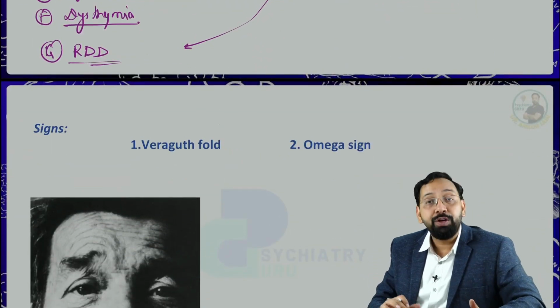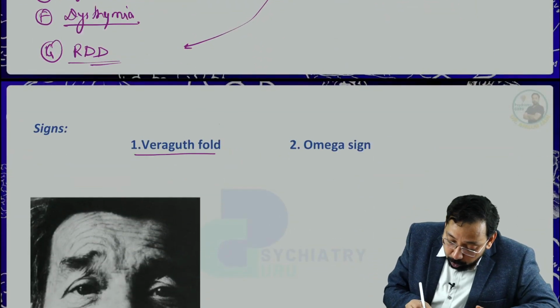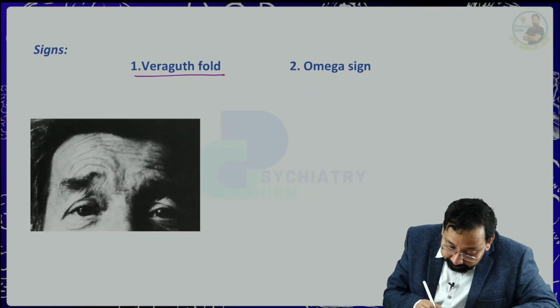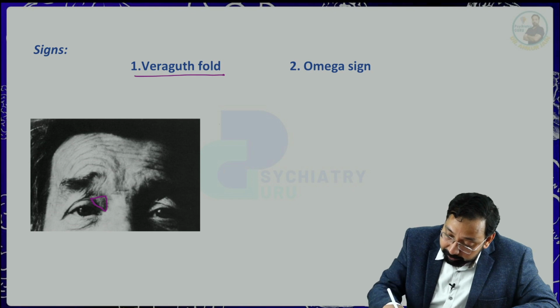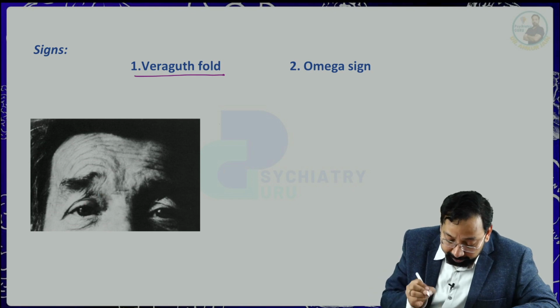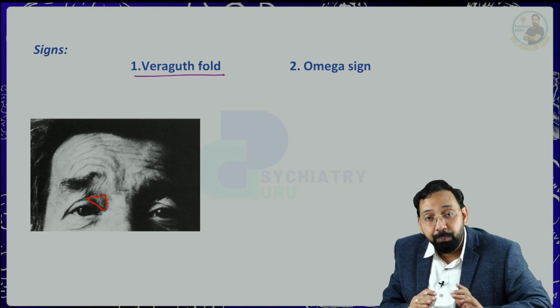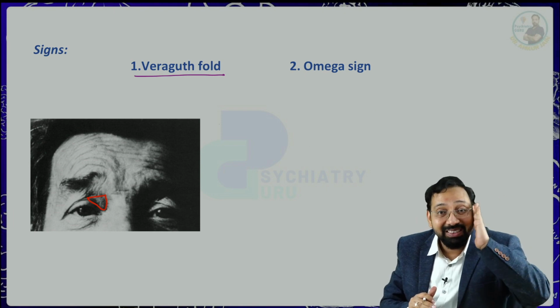Now, signs of depression. Veraguth's fold, described by Otto Veraguth. This is a triangular fold at the nasal side of the upper eyelid. This is an important point: nasal side of the upper eyelid, triangular fold. Okay, so this is controversial. At a few places it is written that it is on the temporal side.